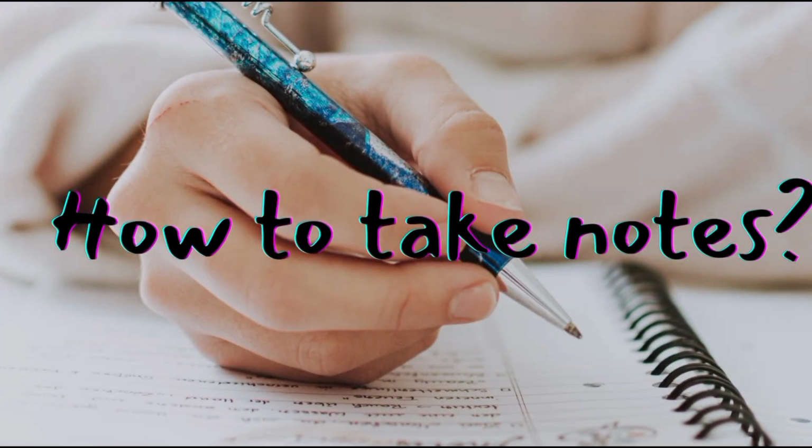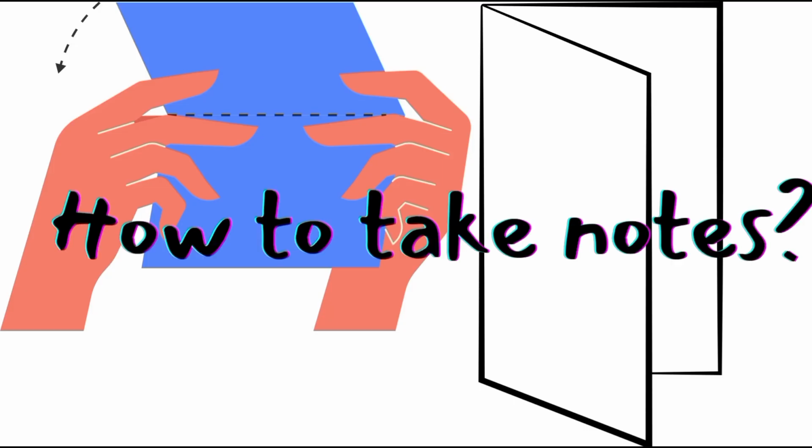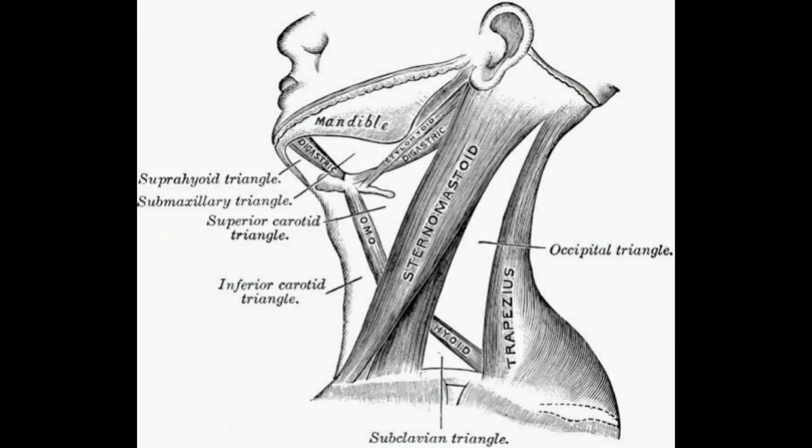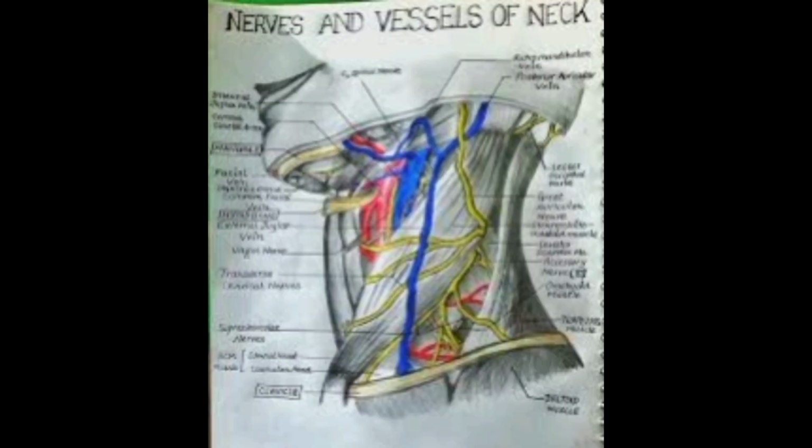First, take a sheet of paper or your register and divide that sheet into two halves. In the upper section, you will be drawing a full-fledged neck in which you will be showing all the triangles of neck. And in the lower section, I'll tell you later what you have to write. So let's start with the upper section first. First, draw a jaw and below that jaw, start making your neck area.